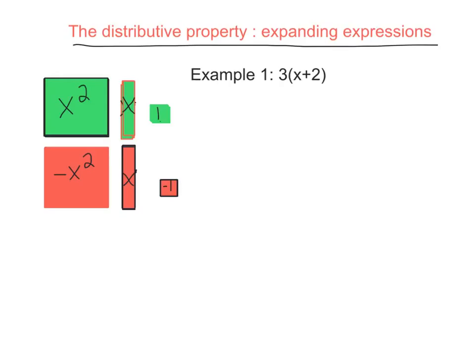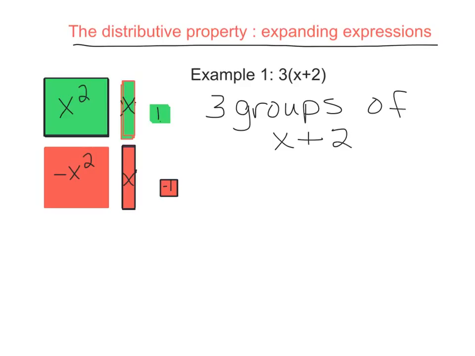Anyway, this means that we have 3 groups of x plus 2. So let's think about that in terms of the algebra tiles. Okay, Donnie, will you please help me? Can you grab one of the green x's and drag it? Alright, now, so that's 1x, plus I need 2 of the little ones, the green little ones.